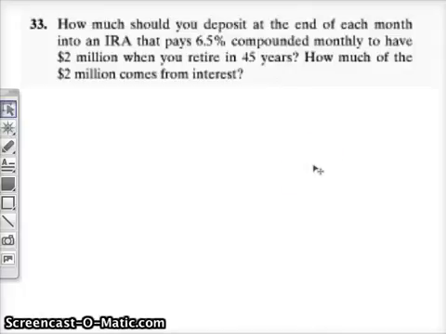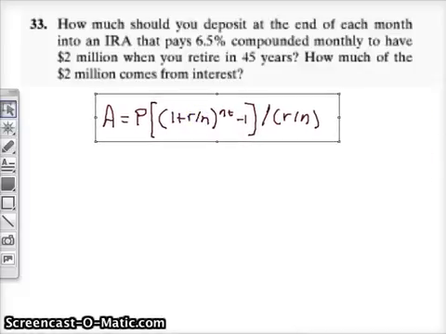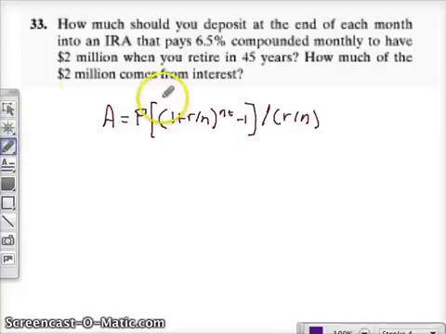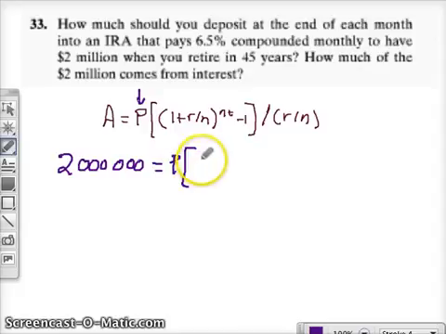33, how much should you deposit at the end of each month into an IRA that pays 6.5% compounded monthly to have $2 million when you retire? I know that just sounds way complicated, so let's put in what we know. It said, how much should you deposit at the end of each month? We're trying to find this. We want to have $2 million when we retire in 45 years. We'd like to have $2 million, right? We don't know P. Now what are we going to do? We're going to just plug in what we know.